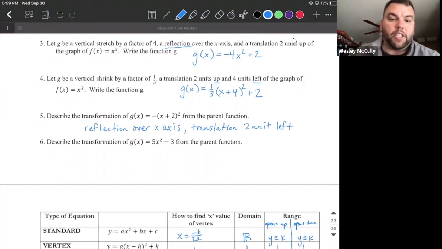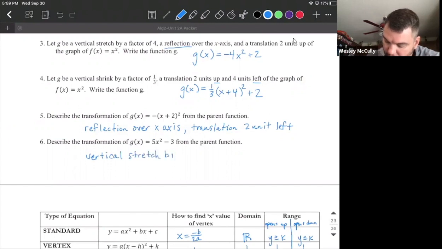Describe the transformation of g of x equals 5x squared minus 3 from the parent function. So this time we have this value out front, this 5. 5 is greater than 1. Therefore, this is a vertical stretch by a factor of 5.